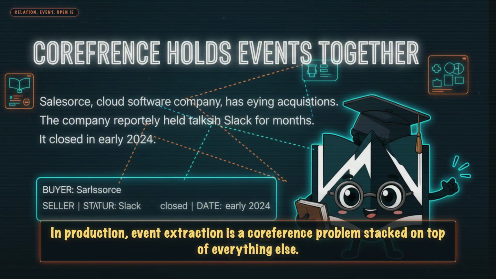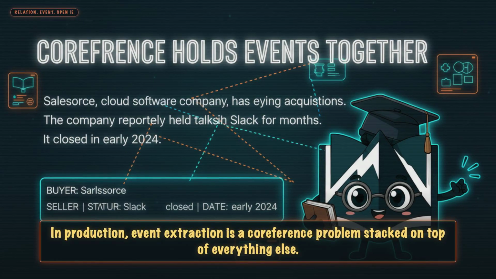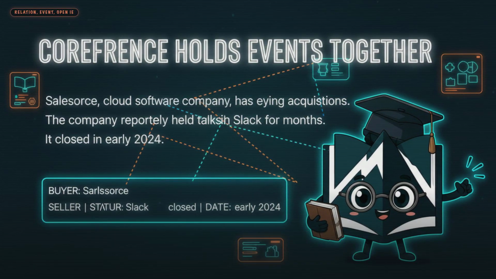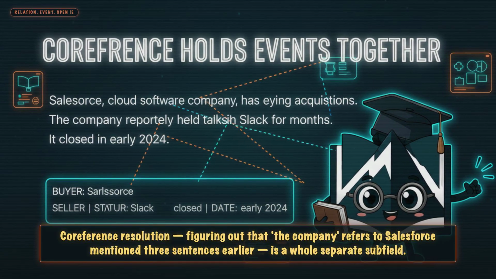In production, event extraction is a coreference problem stacked on top of everything else. The company acquired its rival. Which company? Which rival? Coreference resolution.